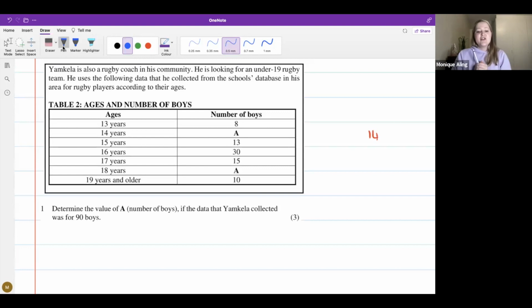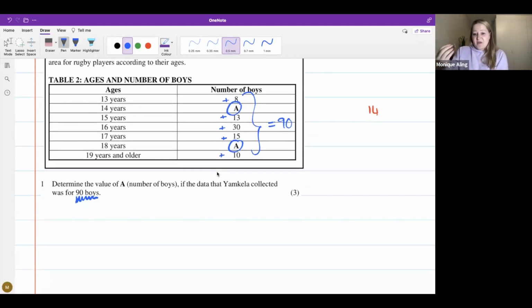What they said is determine the value of A, which is the number of boys. So we're missing the number of boys here and here. How many 18-year-olds are there? How many 14-year-olds? They said, what is the value of A if the data collected was for 90 boys? So that was our clue there, 90 boys. That means if I add all of these up together, it should equal 90. And if we add 8 plus 13 plus 30 plus 15 plus 10, it's not going to get us to 90.